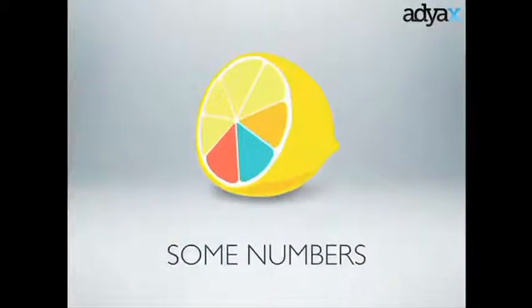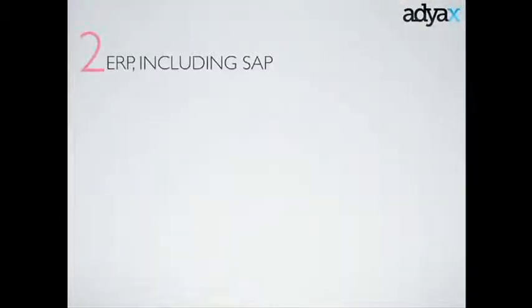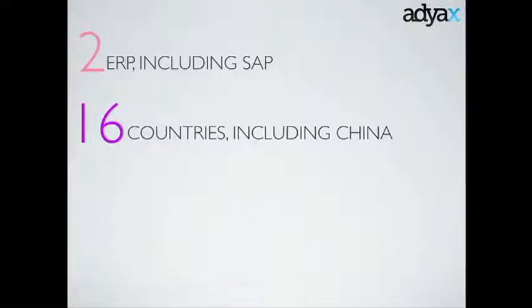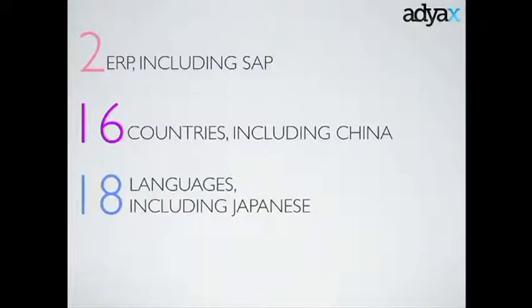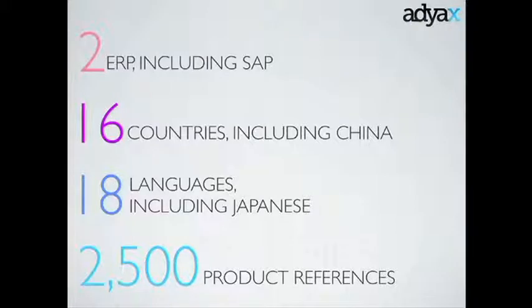Some numbers about the website we're talking about. It's a platform, so there are several websites with several brands, but it's all the same. We have two main ERPs, which is SAP and JD Edwards. We have about 16 countries, including China. We have 18 languages to manage. Well, some countries have several languages, some others have only one. And we have about 2,500 product references per website.